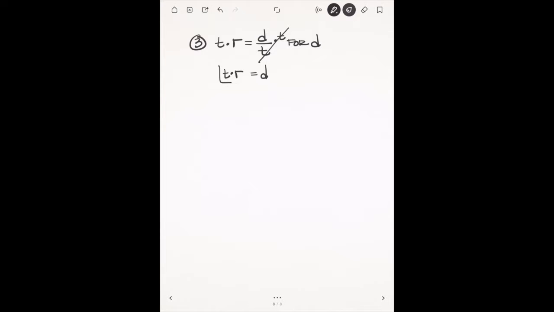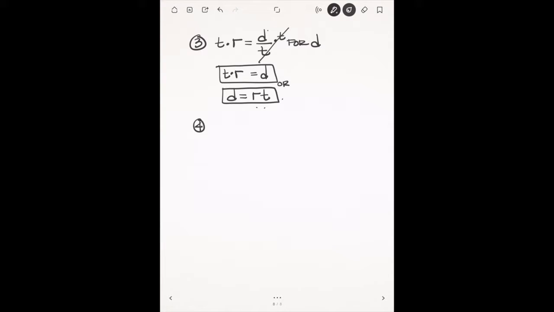Now that answer's acceptable, but you guys are probably more familiar with this formula when we write it like this. D equals R times T. Distance equals rate times time. So of course I'll take either answer, but this one's a little bit more familiar. This one we would use if we knew the rate and the time, we could multiply and find distance. In this equation up here, if we knew the distance and the time and we were looking for rate, we would use that formula.